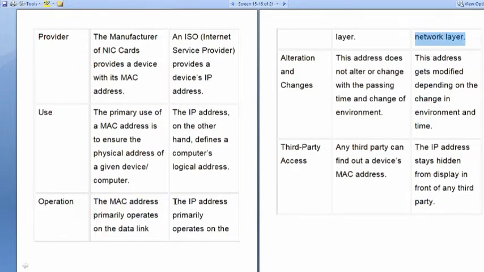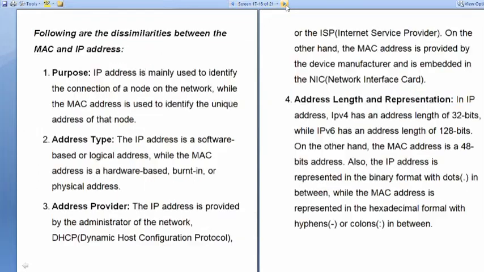As the IP address helps you to locate the various devices on a network, it operates on the network layer. Now, address and representation. IPv4 has an address of 32 bits. This is very essential to remember, my dear students. Whereas IPv6 has a length of 128 bits.